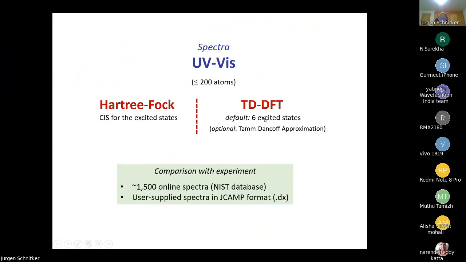A little bit time consuming. By using the so-called Tamm-Dancoff approximation for DFT, you can speed it up. It's less accurate, but it will be faster. Again, comparison with experiment is possible with one mouse click with a NIST database using 1,500 online spectra. You can input your own spectrum if it's in the JCAMP format.